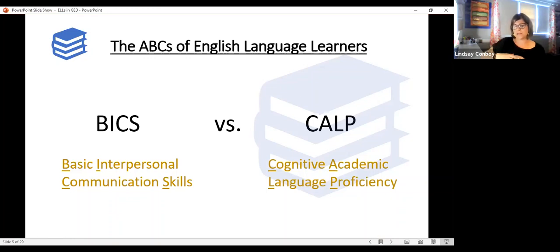The reason why I want to point this out today is it takes about 3 to 5 years to become proficient in English in BICS, in that interpersonal communication. But it takes 5 to 10 years, depending on the student, to master proficiency in CALP. That is of huge significance because as they move into academic courses, whether it's for GED, an apprenticeship, or university, this language is really challenging and tends to be very unique to the specific content.